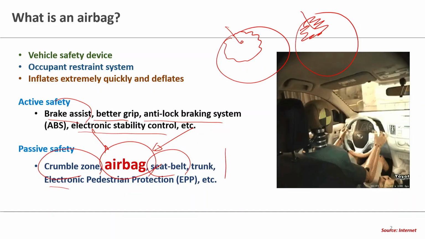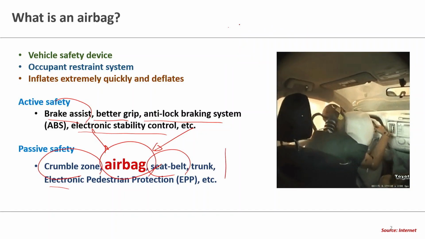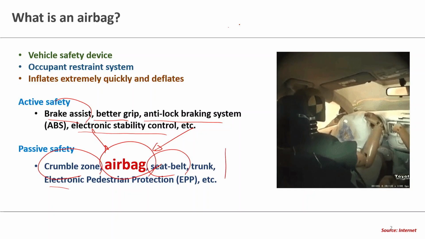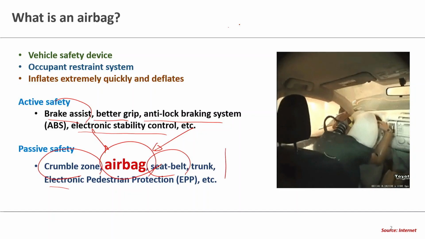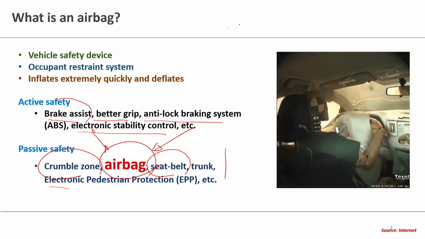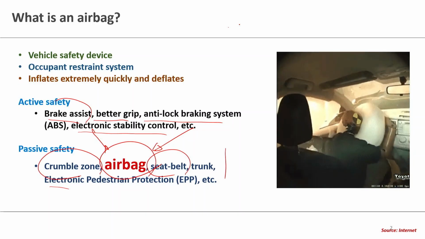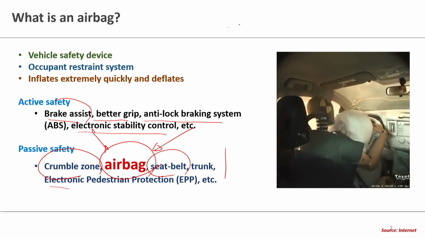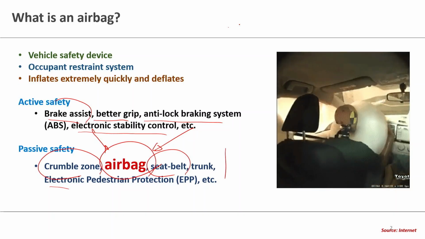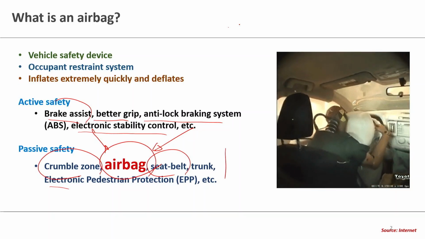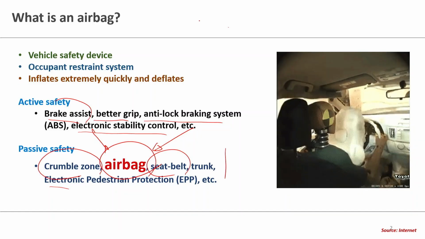Now, from this video animation we can see that during any accident, the airbag immediately gets inflated and protects the occupant. Here the driver is being protected. If the airbag was not there, then there will be a threat. So, airbag is protecting us from any accidental threat.